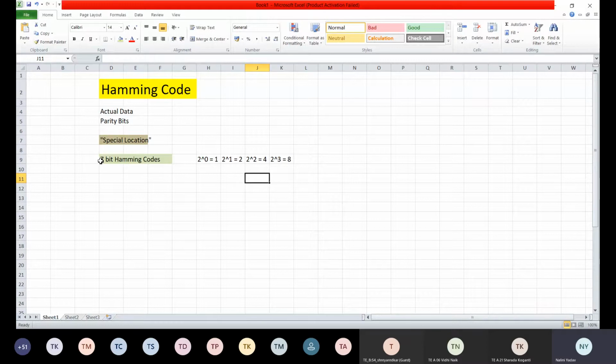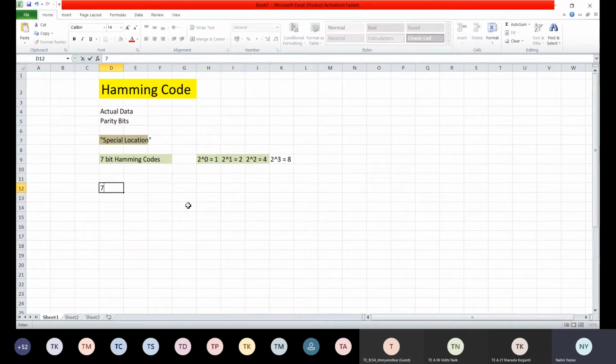Now, how many bits is this Hamming code? It's a 7-bit Hamming code, right? So this 8th position is not present. We already decided that it is a 7-bit Hamming code, so the 8th position is not present. We will continue only till 2 raised to 2, which is equal to 4, because it's a 7-bit Hamming code, so the 8th position is not available. Fine. Now we will move ahead and I will show you how to do this positioning.